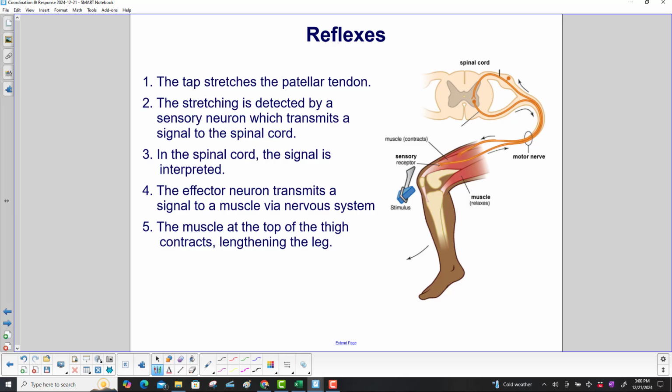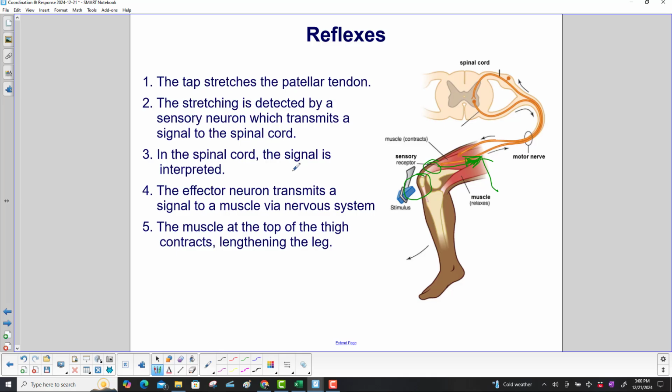Step 1. The tap stretches the patellar tendon. So that's happening right over here. That's our stimulus. The stretching is detected by a sensory neuron, which transmits a signal to the spinal cord. There's a sensory neuron, and it transfers the signal to the spinal cord. And that's what we're showing over here, right there.